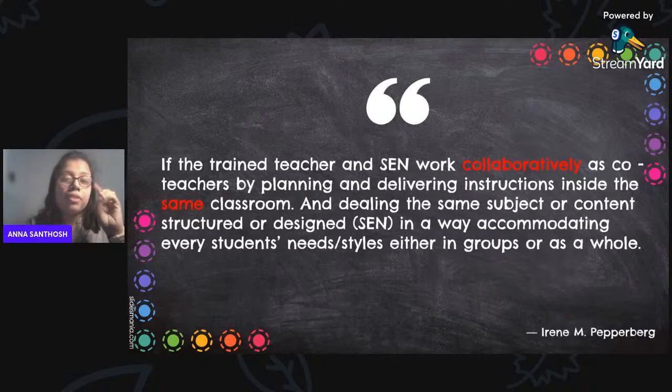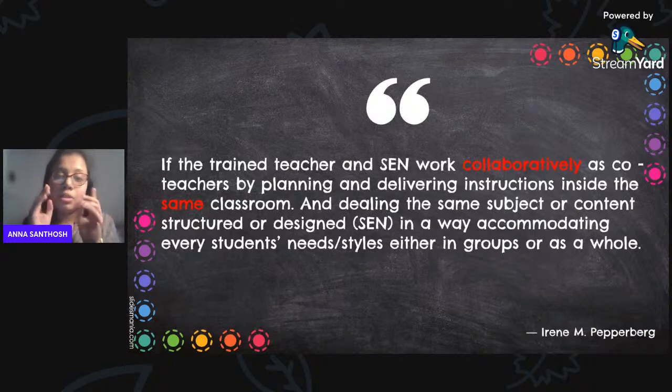She was sharing that if inclusion should work 100%, then a trained teacher and an SEN teacher should work collaboratively as co-teachers, planning and delivering instruction inside the same classroom without even revealing the designation of the SEN teacher. You should not reveal that she's an SEN teacher. It should be like there are two co-teachers in the same classroom delivering the same instruction to the same group of students, without segregating or dividing them into two groups, one with children with disabilities and one with normal children. It's not like that. They all sit together and learn together. But a trained teacher and an SEN teacher should work together. That is what the collaboration of teachers should be.